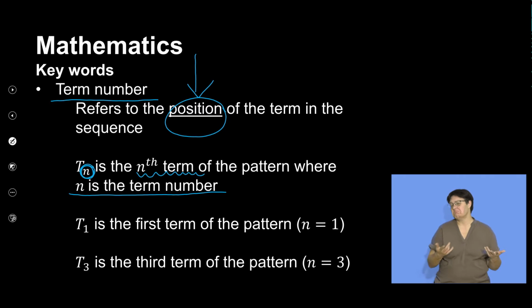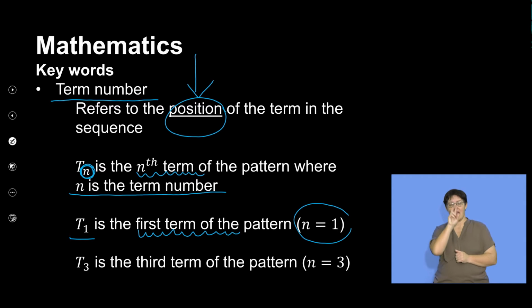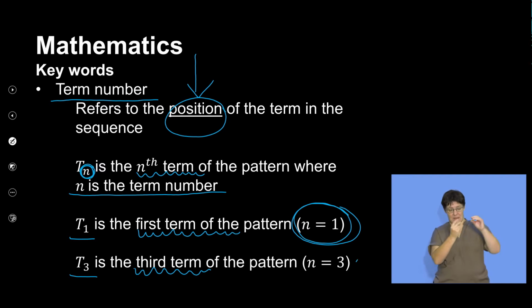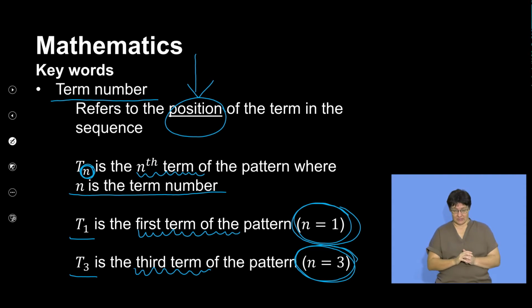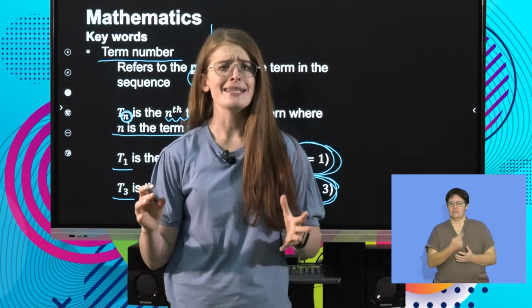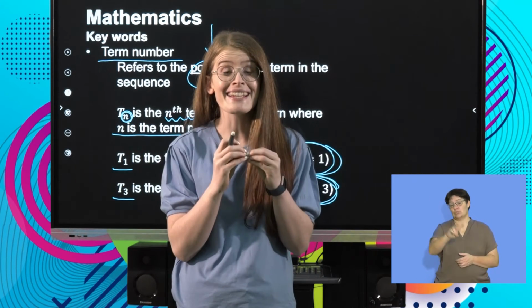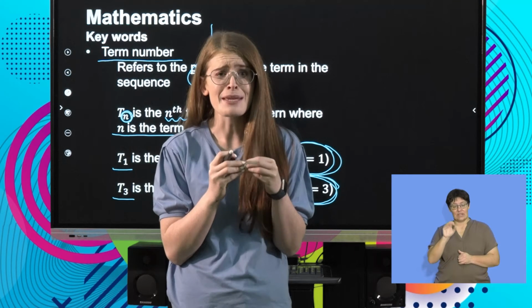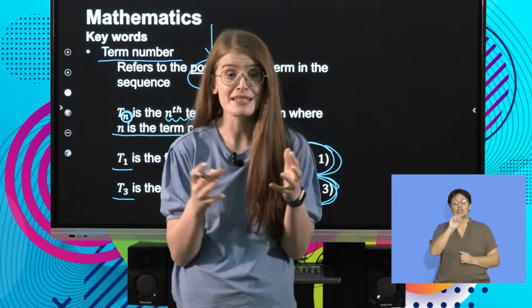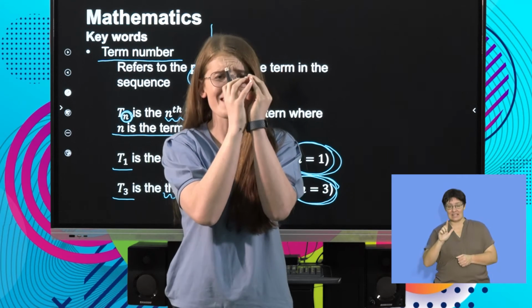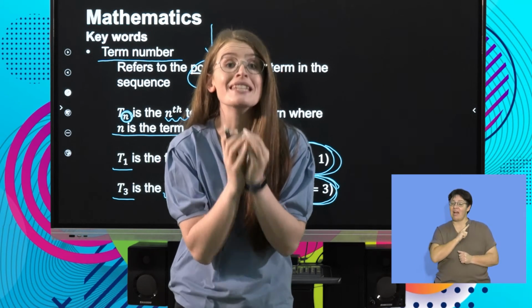So if I say T subscript 1, this means that it is the first term of the pattern, as we can see, we've substituted in a 1 where the n is. T3 is the third term of the pattern because I have substituted in a 3 where n is. We can continue using term number. I could say T732, where n is 732. That means it's the 732nd position of that pattern. So whatever's in that n is telling me the term number.